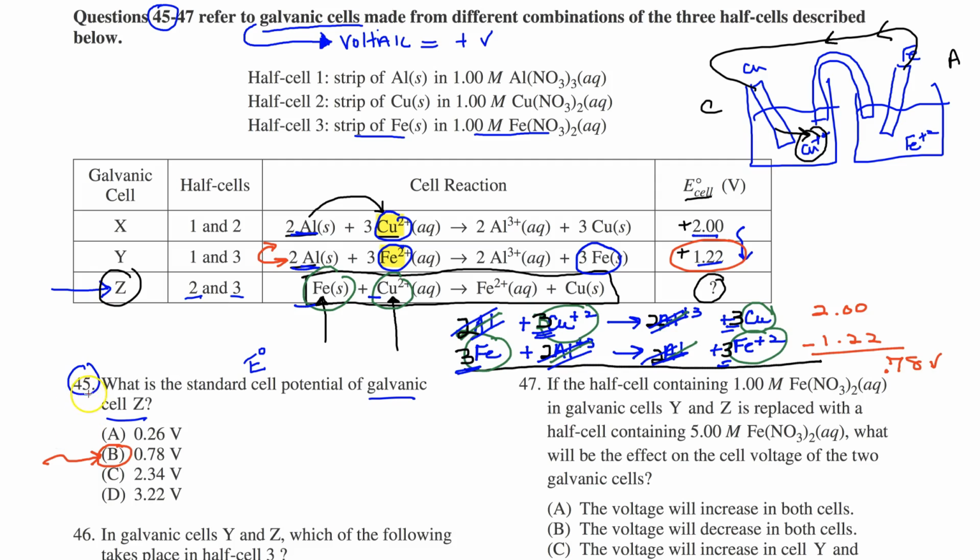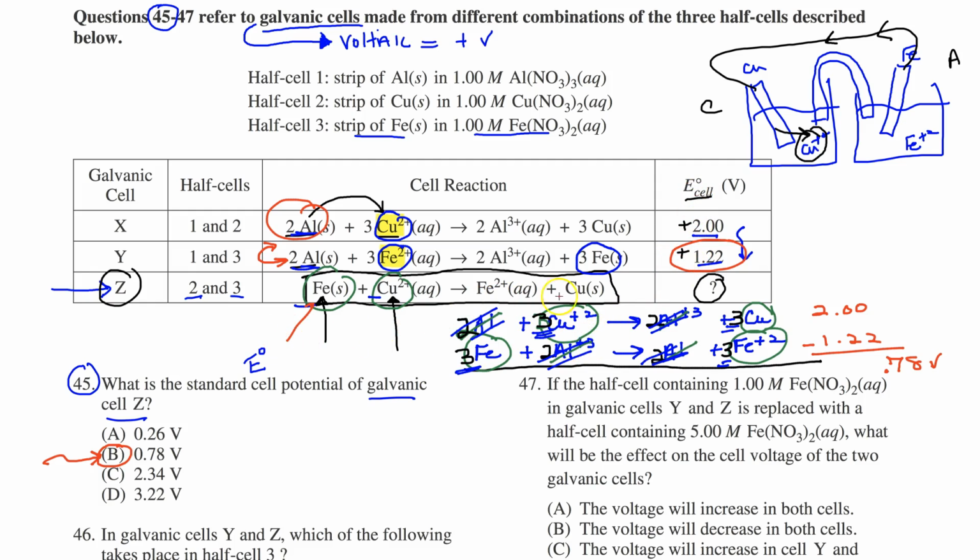So 45 is B because of essentially manipulating these equations to get rid of this oxidizer to get that oxidizer. So it's just flipping the second and adding them together. And when you flip the second, you're flipping the E0 of the cell.